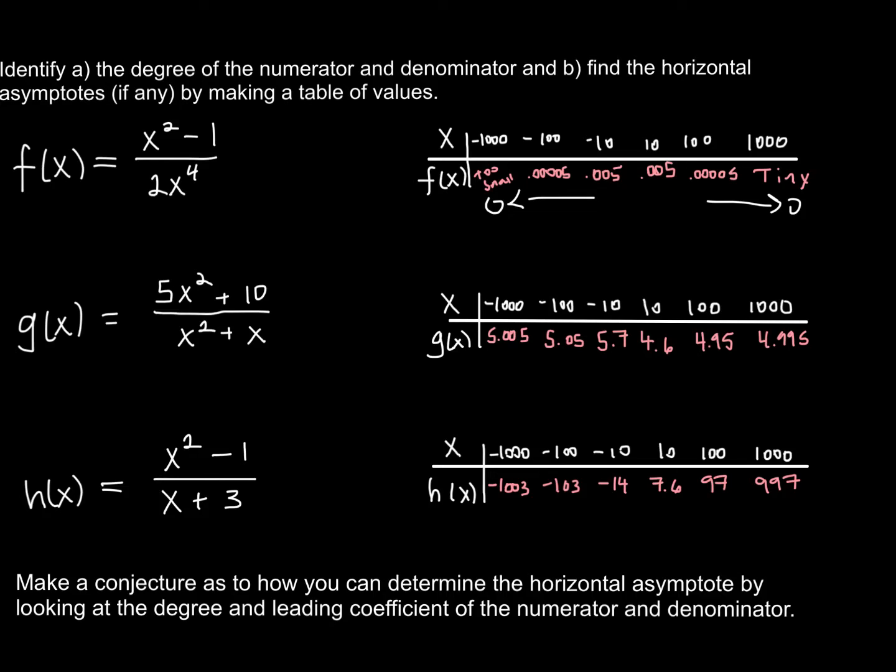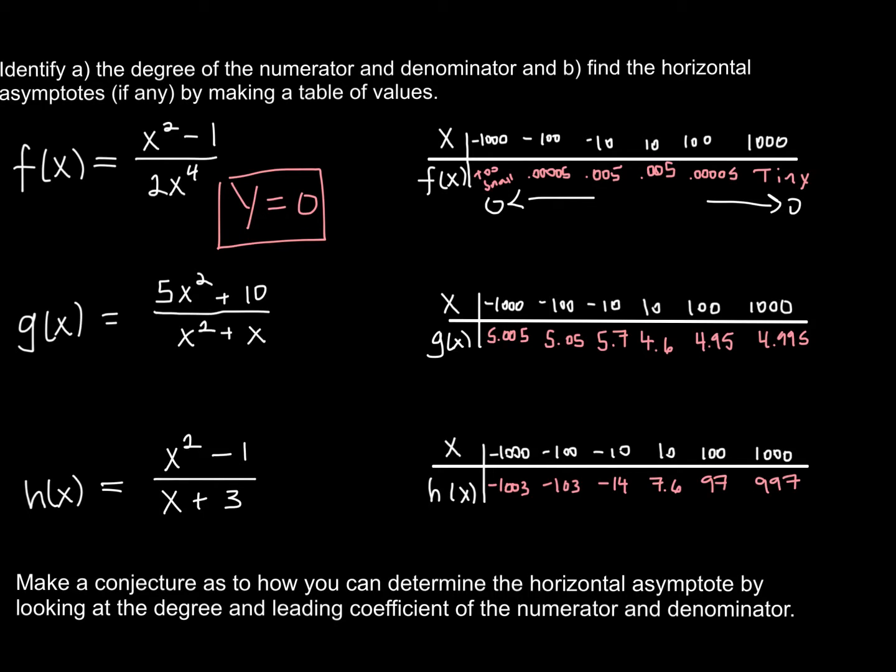So since we are approaching 0 as we move to the right and to the left, what we're going to say is that our horizontal asymptote is the line y equals 0. So when we're graphing our function, we can draw this dotted invisible line through y equals 0, which is, of course, just the x-axis. And if you look at the graph of this function, you'll see that as I move far to the right and far to the left, my function is getting closer and closer to the line y equals 0.